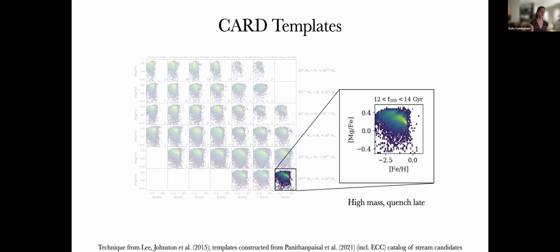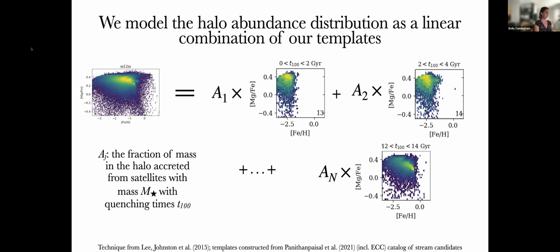The distribution turns over as a result of enrichment from type Ia supernovae. And this is a system that's forming stars basically up until the end of the simulation. So the idea behind this technique is that we can use these individual templates as the basis for modeling the full abundance distribution. So in this context, we can take our full halo and write it down as a linear combination of these different templates, where the coefficient that goes with each of these individual templates, in theory, corresponds to the fraction of mass or the fraction of stars in the total stellar halo that came from a dwarf galaxy with this mass and quenching time.